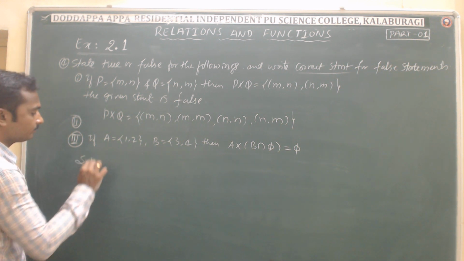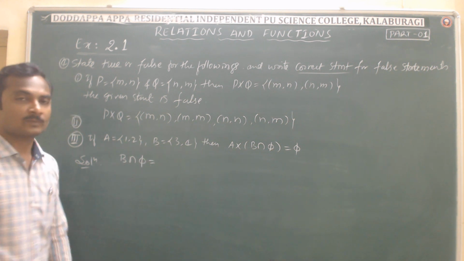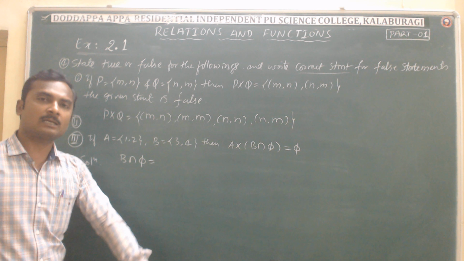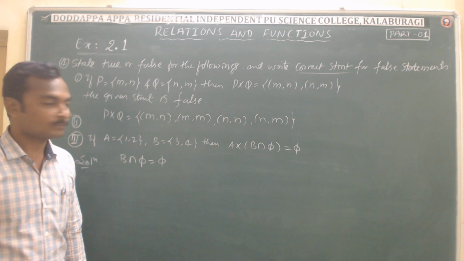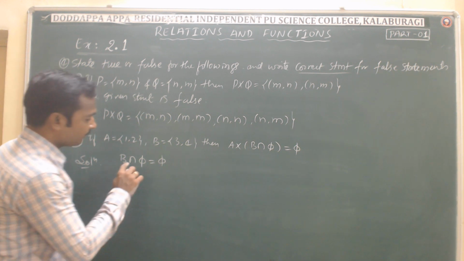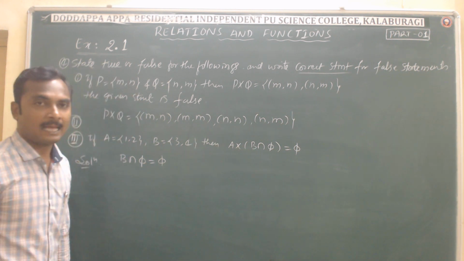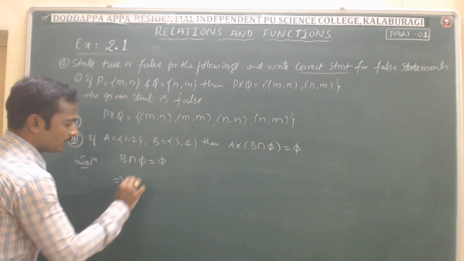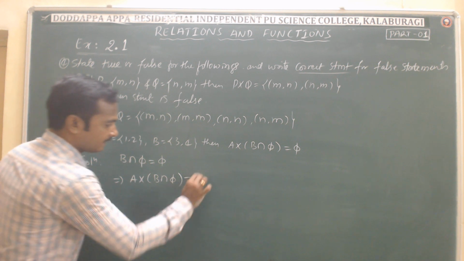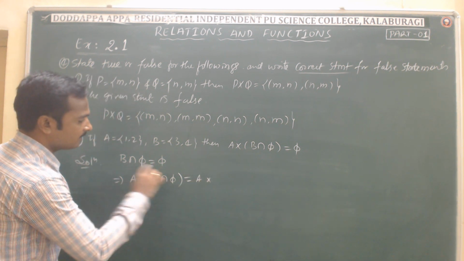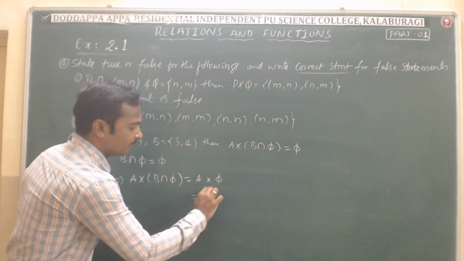Okay, solution. First we will find B intersection null set. The intersection of any non-empty set with the empty set is always the empty set. This is what we know already. This is true. Now, if B intersection phi equals phi, replace B intersection phi with phi. So that becomes A cross phi. No doubt A cross phi is phi.